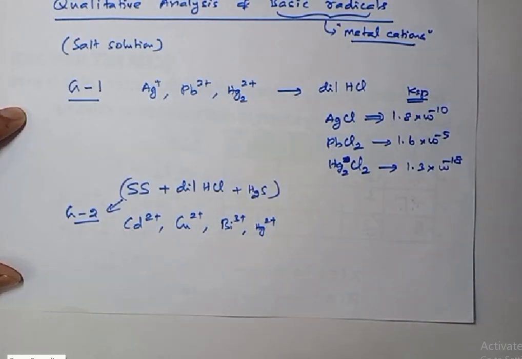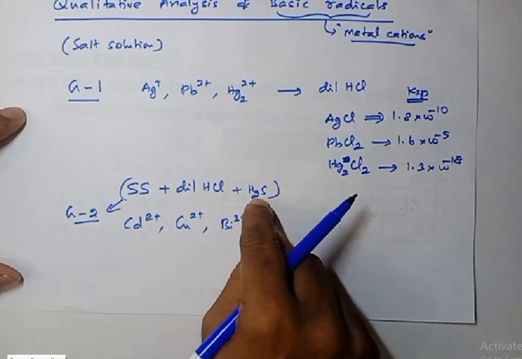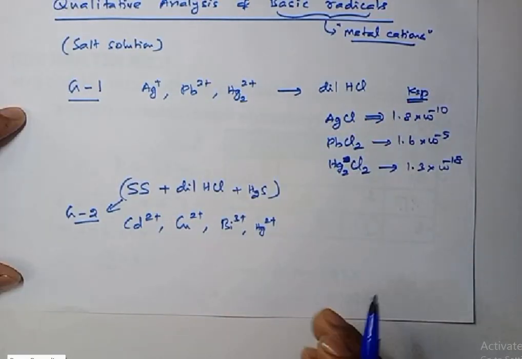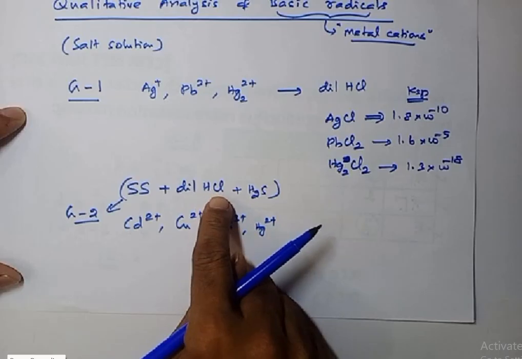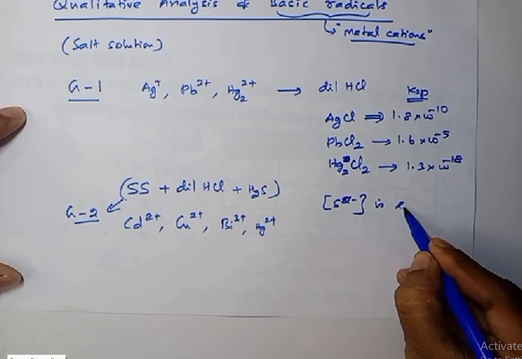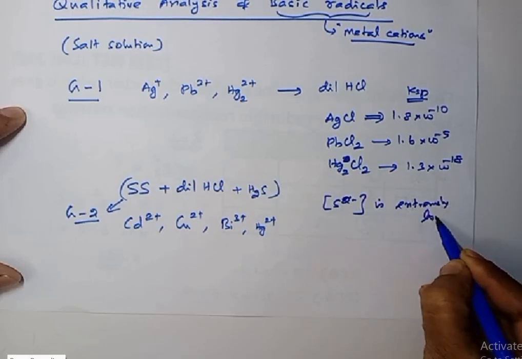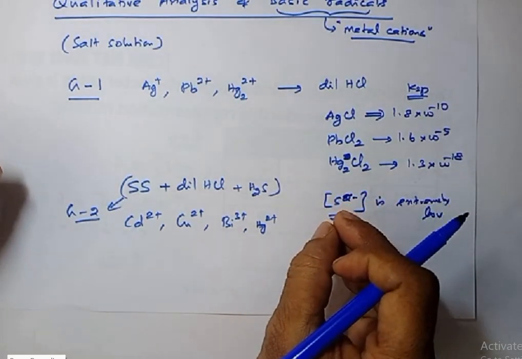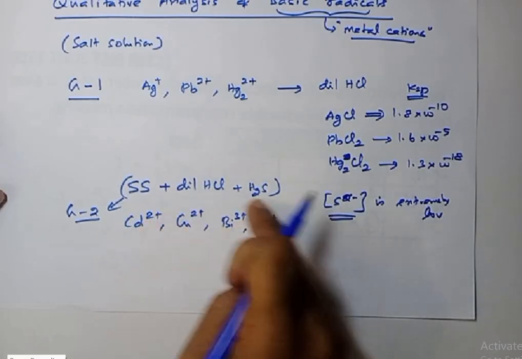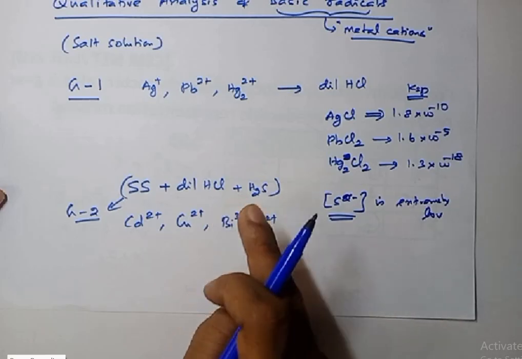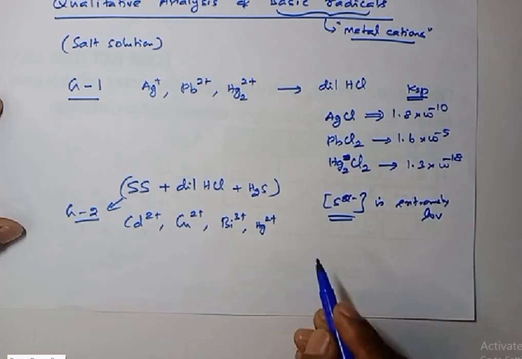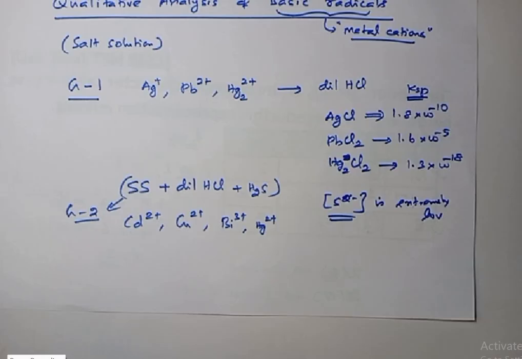If we pass H2S, listen, as I told you in the last lecture, H2S in pure water will give a high concentration of sulfide ion. But in the presence of HCl, the concentration of sulfide ion, S2-, is extremely low. With this low concentration, only those metal ions whose sulfides have extremely low solubility product values get precipitated. So let me write here the solubility product values of the sulfides of these metal ions.